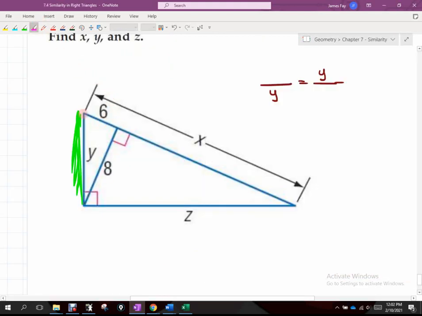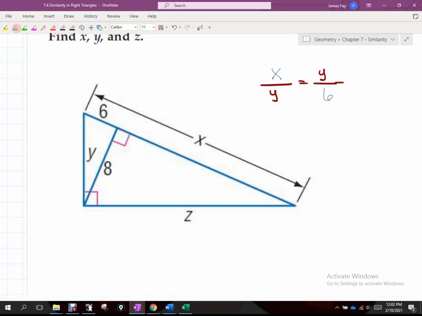So the entire hypotenuse is this x. And now what part of the hypotenuse touches y? 6. Okay? This is a perfect example of why I never solve my proportions immediately after I create them. Because if I do here, can I solve for x or y? I get 6x equals y squared. That's a nonlinear equation of two variables, and I would need another equation with the same two variables.